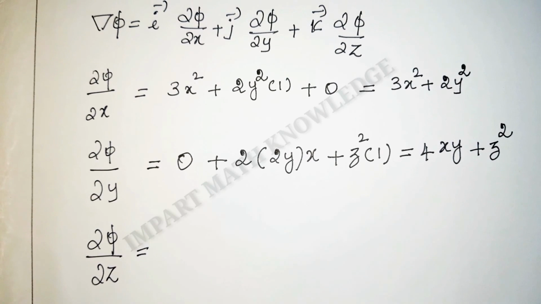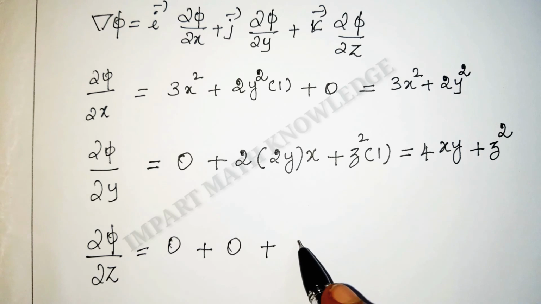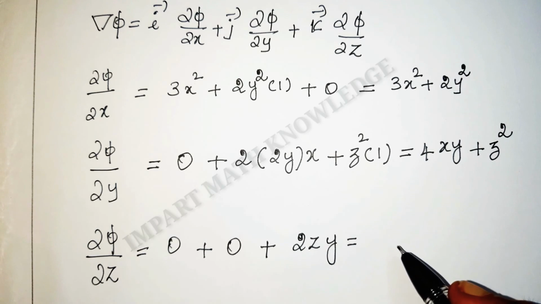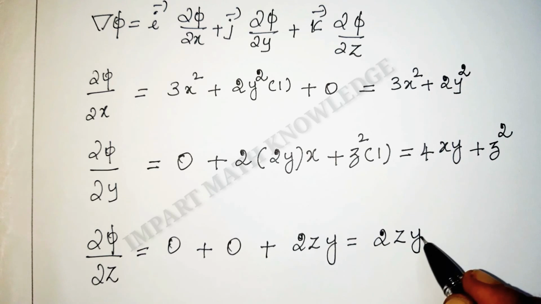Next we have to differentiate with respect to z. First term is x term, so 0. Second term is x and y term, 0. Third term is z and y term. Differentiation of z square is 2z. Y is a constant term, so you write it as it is. So dou phi by dou z is 2zy. Now substitute dou phi by dou x, dou phi by dou y and dou phi by dou z in del phi.